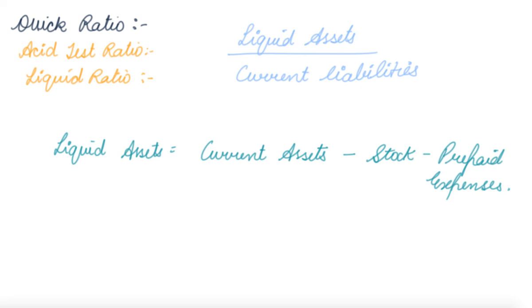Now their ideal ratio is 1:1. It is considered to be better. The idea is that for every rupee of current liability, there should be at least 1 rupee of liquid asset. This ratio is a better test of short-term financial position of the company. So these are basically the two liquidity ratios that we studied. Number one was your current ratio. The next one is your quick ratio.